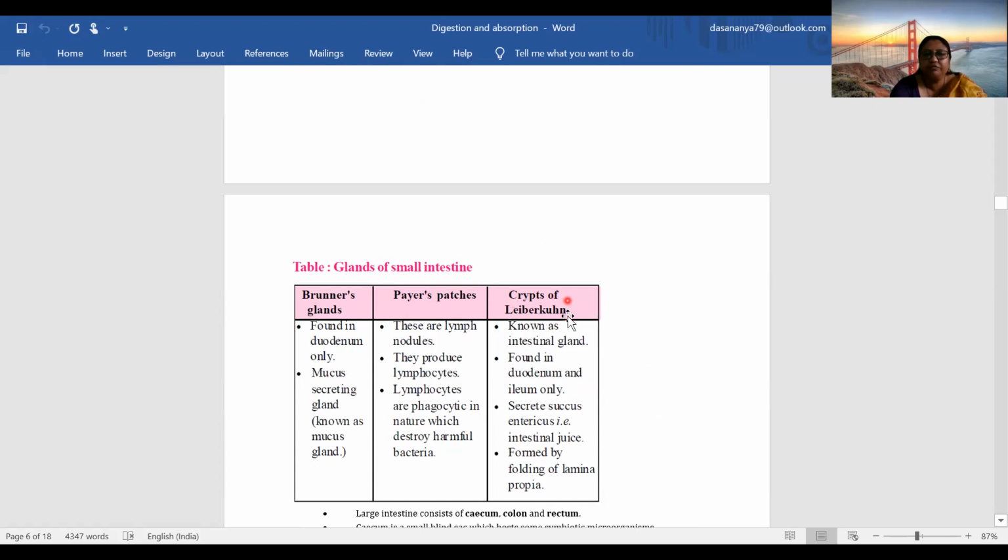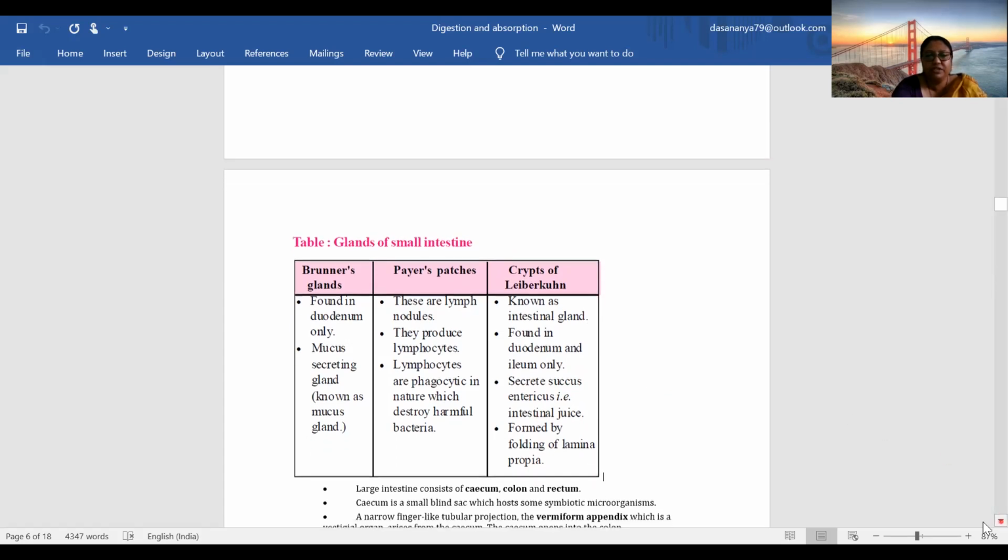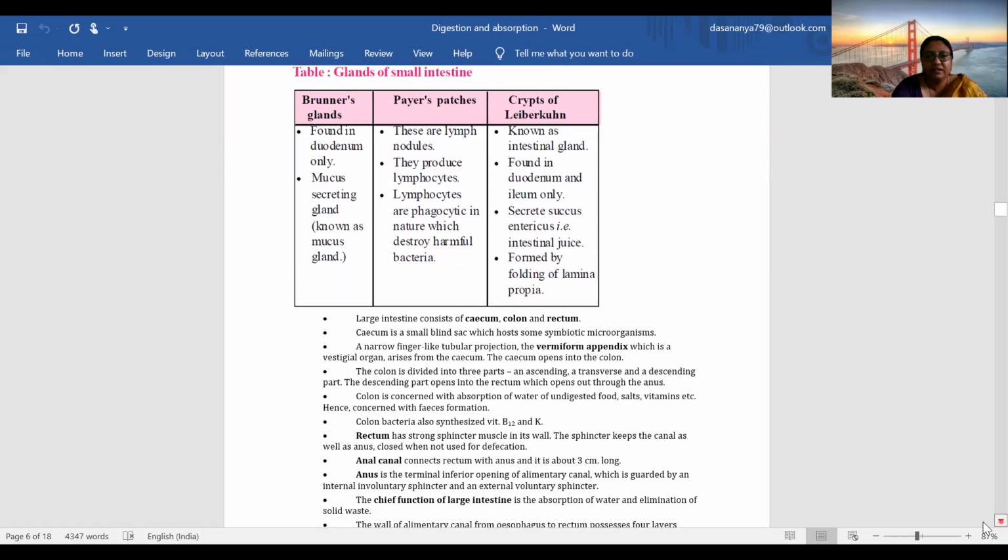And next are the crypts of Lieberkuhn. They are intestinal glands only. They secrete the succus entericus. So what is succus entericus? Succus entericus is the mixture of digestive juices, which includes protein digestive enzymes, lipid digestive enzymes, as well as carbohydrate digestive enzymes. All of that in combination is called succus entericus.